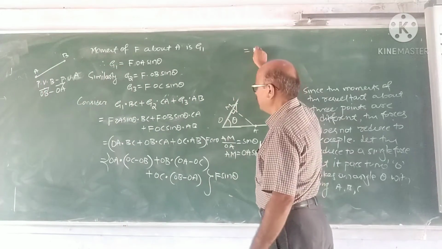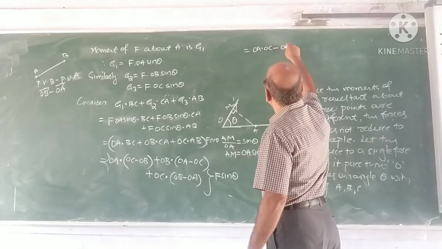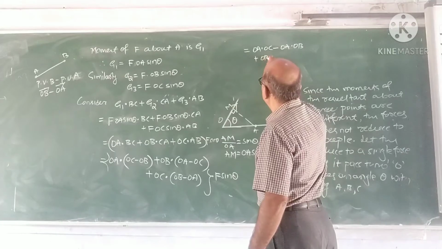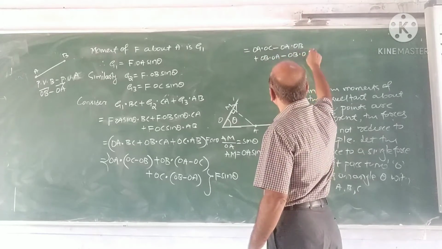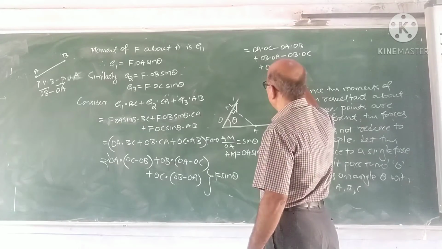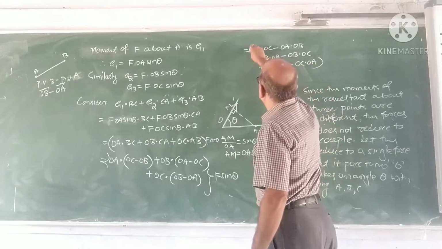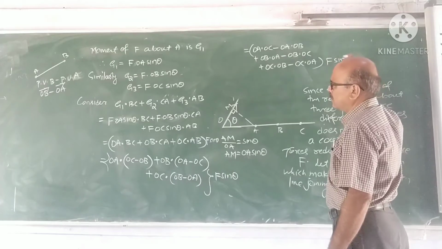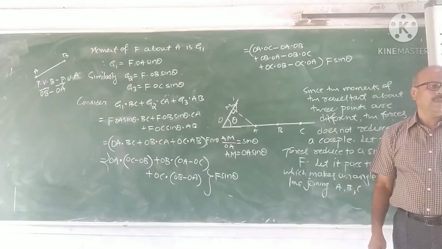It is therefore OA dot OC minus OA dot OB plus OB dot OA minus OB dot OC plus OC dot OB minus OC dot OA, into F sin theta. Follow this one.